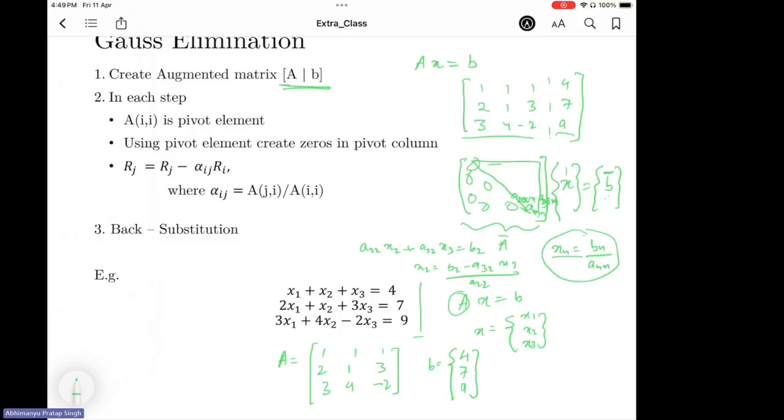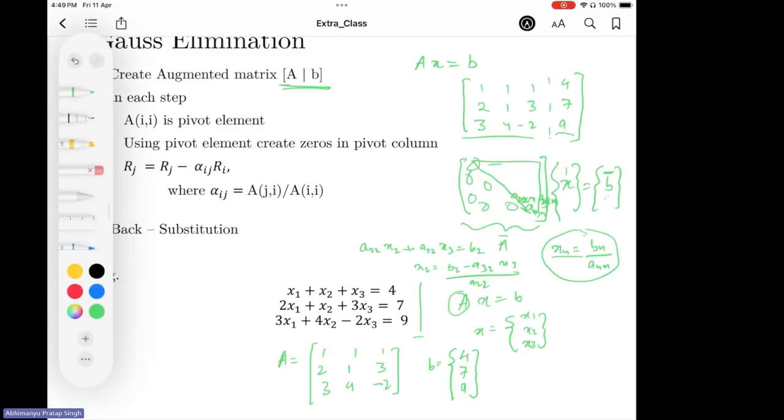The important part of Gauss elimination is how we construct this upper diagonal matrix. So what we usually do is, let me clear this.